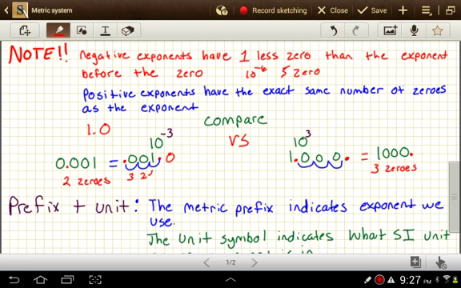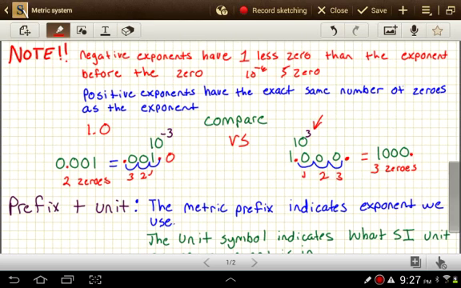So you compare that then to the positive exponent. I'm not moving my decimal past the 1. I don't have to worry about the 1. So the 1 isn't going to take up a decimal place. So I move it over 1, 2, 3, and I have 3 zeros, as I said before. So that's easy to remember.